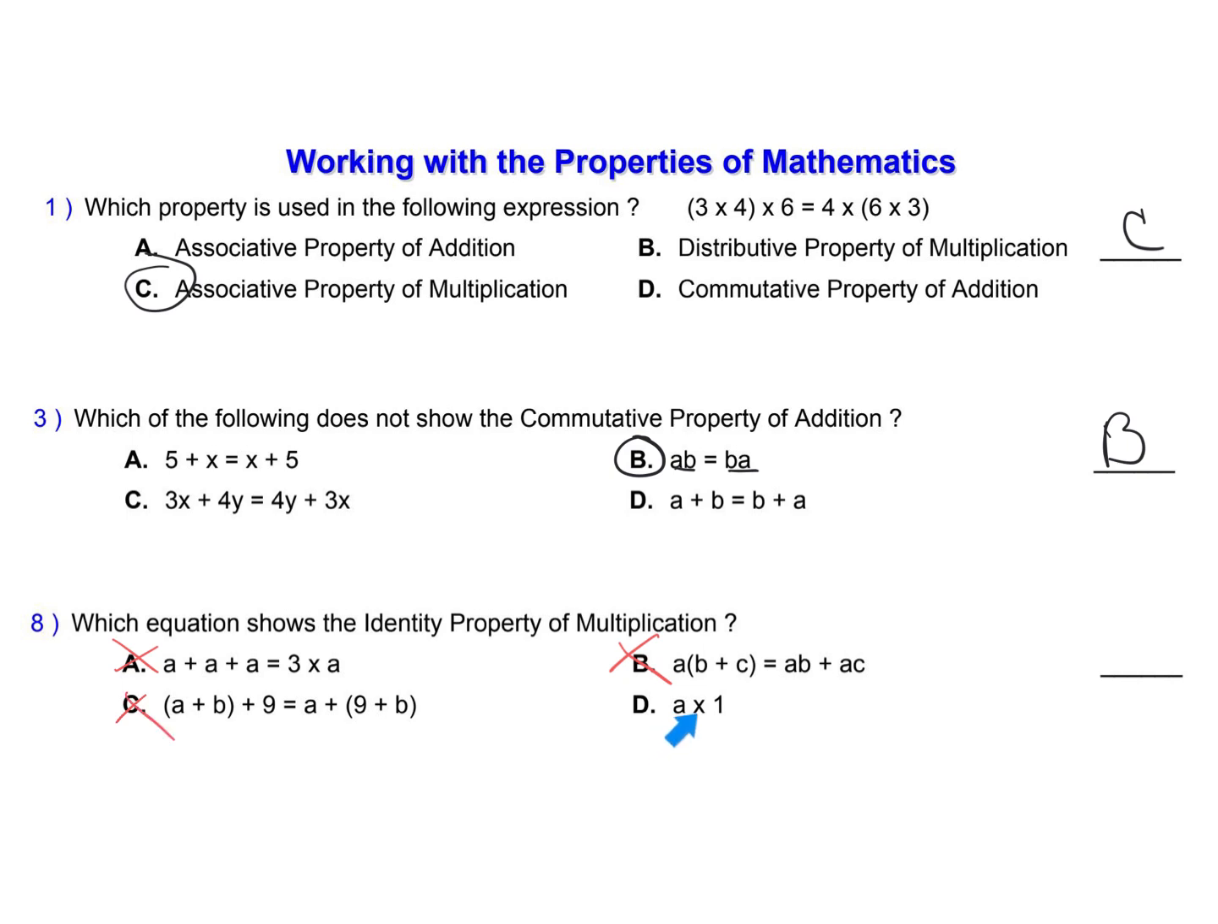So D is left, and it's showing me A times 1. And A times 1 does equal A. So that is showing me the identity property of multiplication. A's identity has not been thieved. And so I know that D is the answer to this one. Hopefully you got those 3. Please go ahead and complete the rest of your worksheet using your notes on page 61.